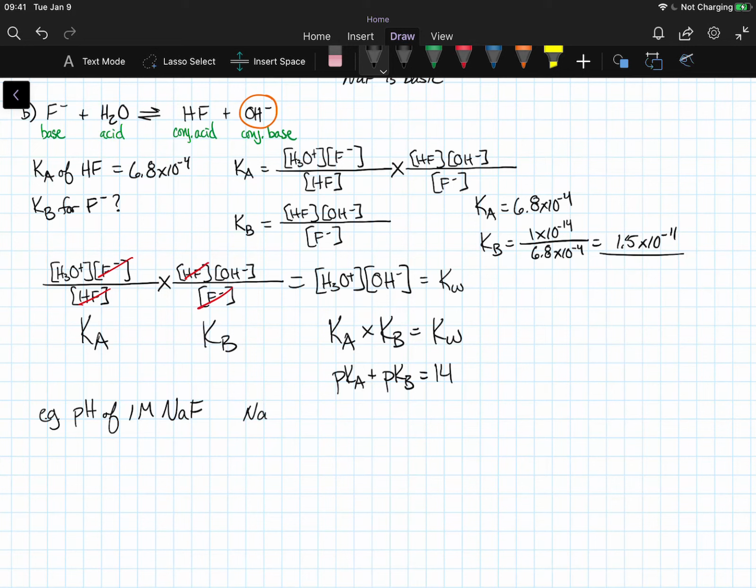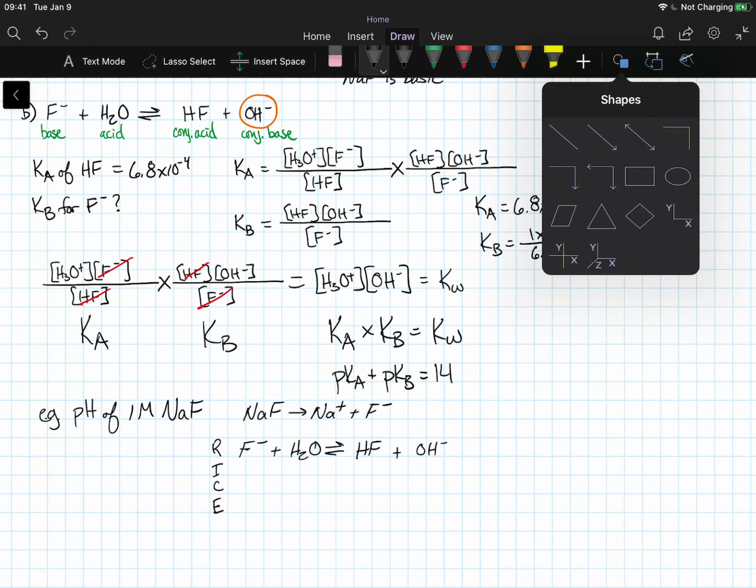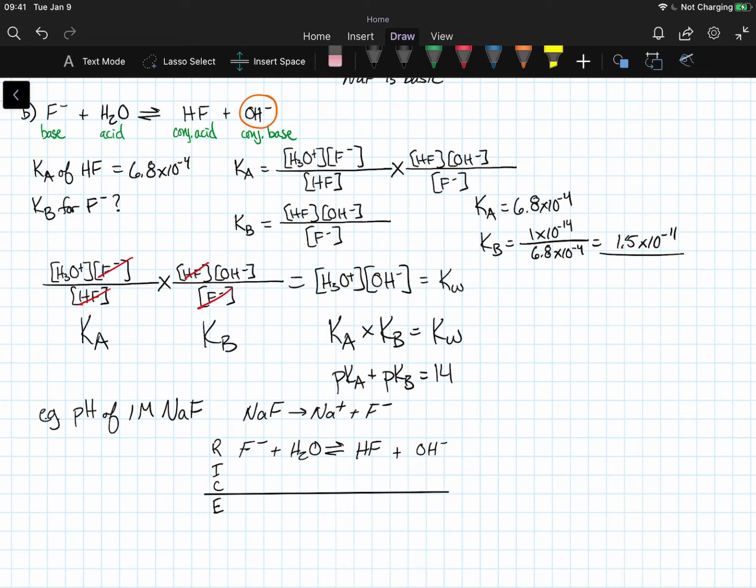So if we write this reaction, sodium fluoride can dissociate into Na plus and F minus. Well, the sodium's not going to do anything, so let's take that down and use the F minus. Fluoride plus water dissociates to form hydrofluoric acid and hydroxide. So here's our RICE table. Our initial concentration, well, let's get fancy here, we can. Our initial concentration of the fluoride was 1 molar. So we said this is 1 molar.